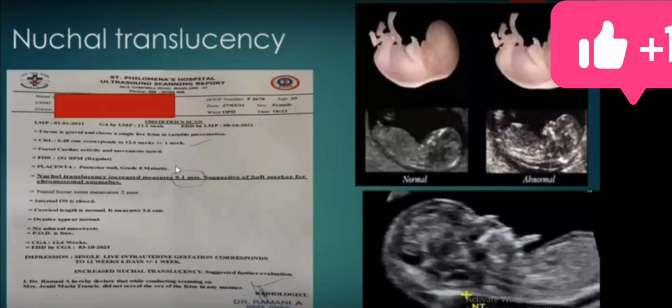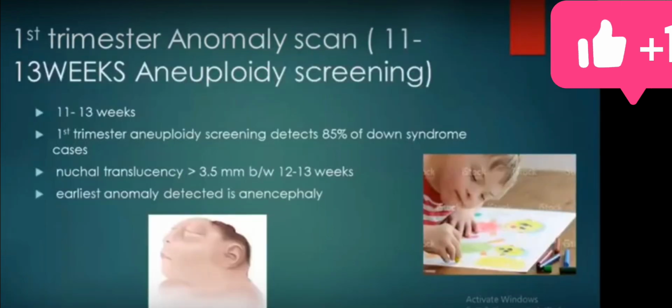This is a patient case report with a nuchal translucency of 5.1 millimeter. They were advised further screening, and at last they decided to terminate the pregnancy because the baby was at risk of trisomy 21 or Down syndrome.